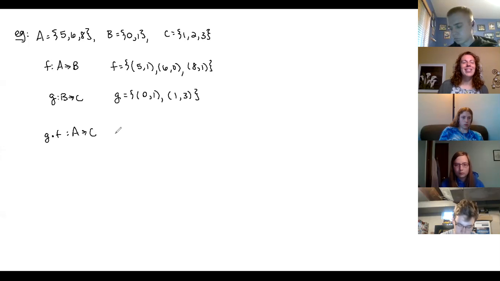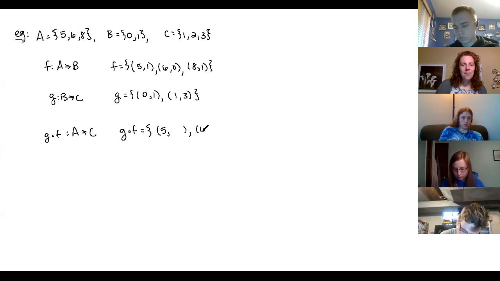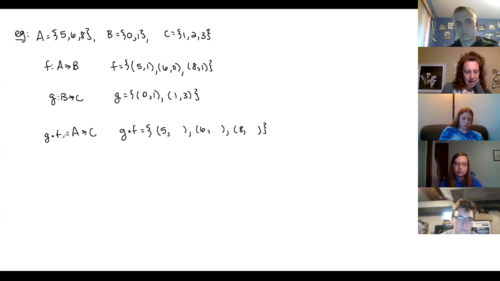G circle F is going to go from A to C. So if it's going from A to C, 5 needs to get sent to something, 6 needs to get sent to something, and 8 needs to get sent to something. G circle F means that I do F first, and then I do G.